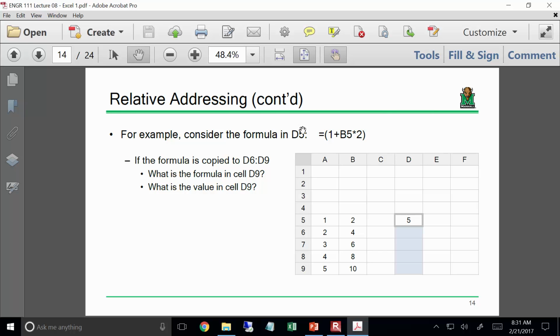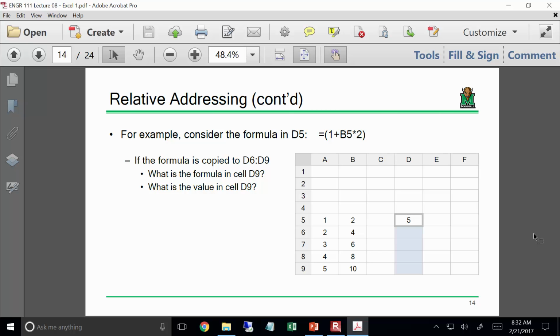Oh, my pen's messing up. All right, well, I guess I'll just have to use my hands. All right, so the formula that I'm entering is 1 plus B5 times 2. Okay, so it's that formula right there. In this cell right here, that's what it's entering. So it's essentially saying 1 plus whatever is in this cell times 2.